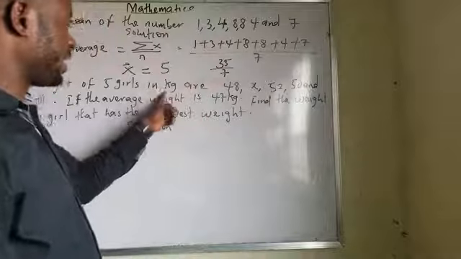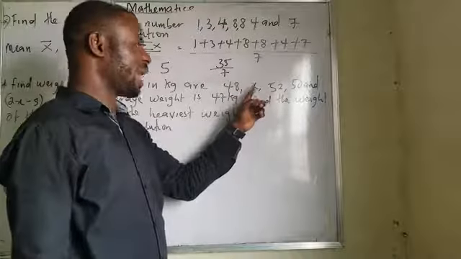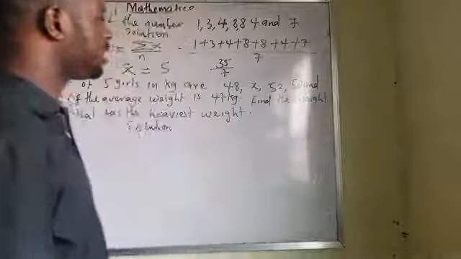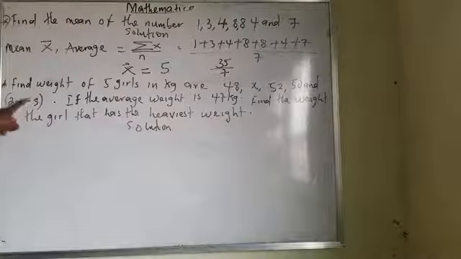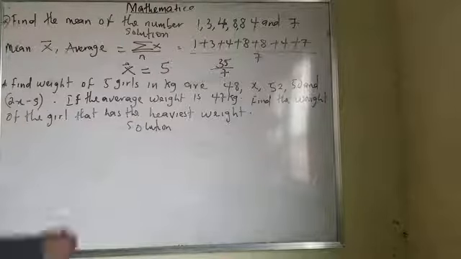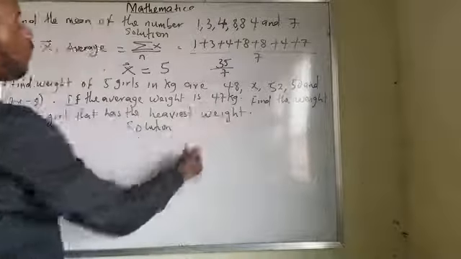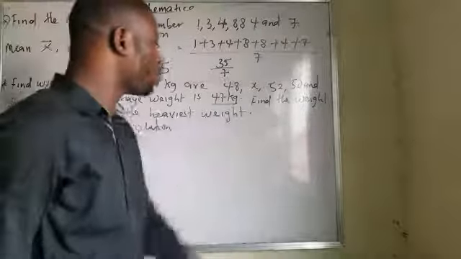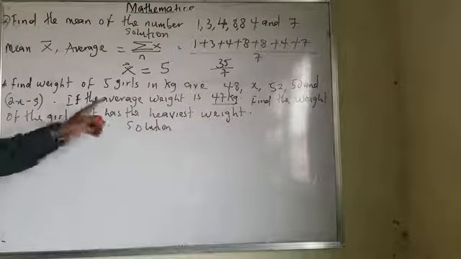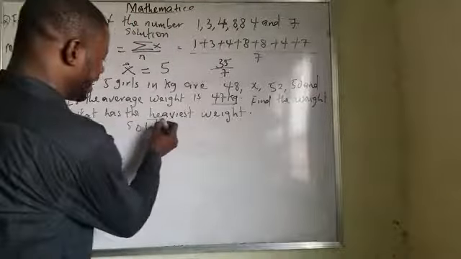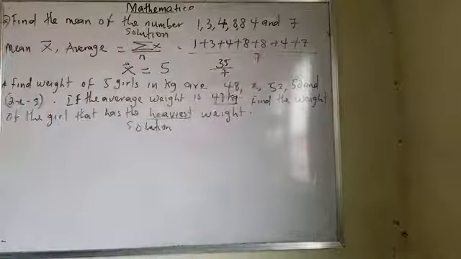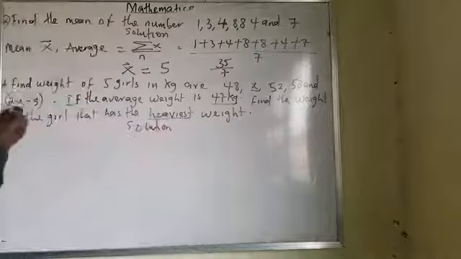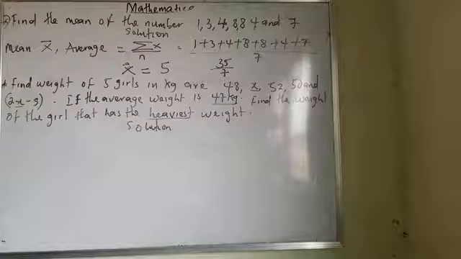In kg they are 48, x, 52, 50, and 2x minus 5. If the average weight is 47 kg, find the weight of the girl that has the heaviest weight. Now, the unknowns you are having here are x and 2x. That is what you are to work on.